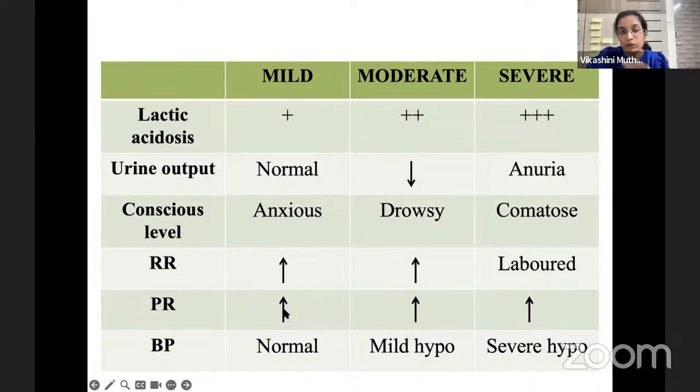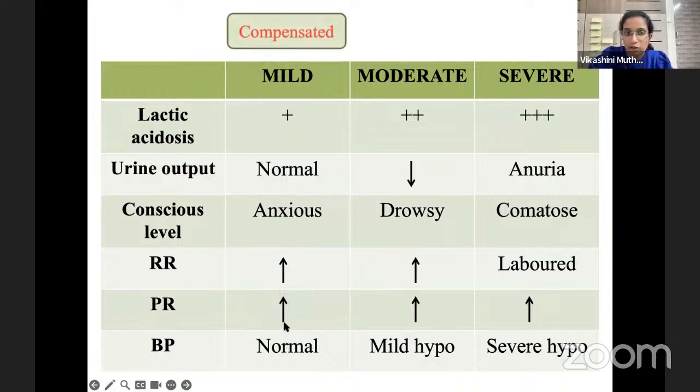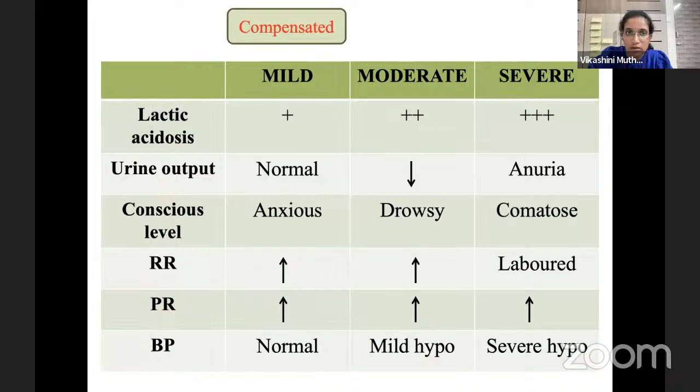But by doing all this, the cardiac output is maintained. Because cardiac output is maintained, the renal perfusion is maintained, everything is maintained. So BP is normal, and everything is compensated. So class 2 shock, which is a mild shock, is also called compensated shock. Slightly, the patient will be anxious. That's it. Coming to moderate or class 3 shock and severe shock.